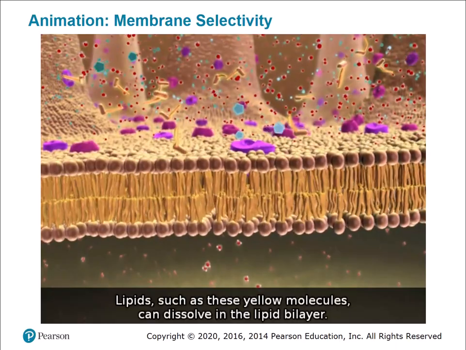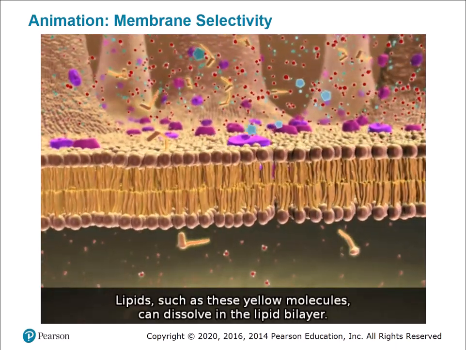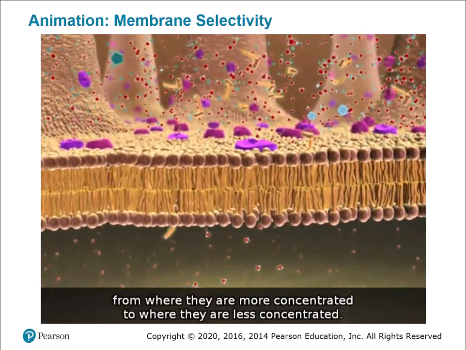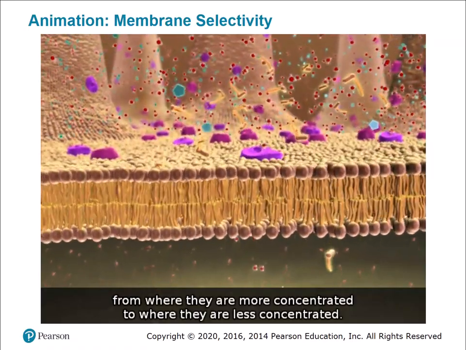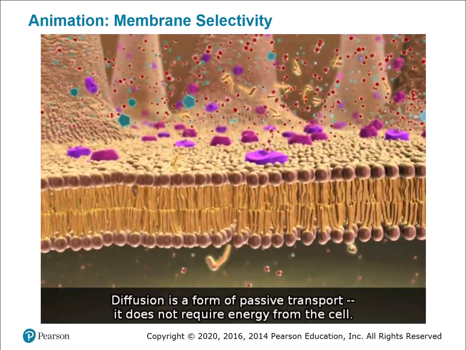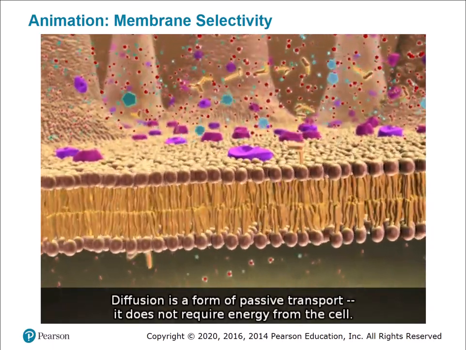Lipids, such as these yellow molecules, can dissolve in the lipid bilayer. Notice how they move down their concentration gradient, from where they are more concentrated to where they are less concentrated. This is an example of diffusion. Diffusion is a form of passive transport. It does not require energy from the cell.